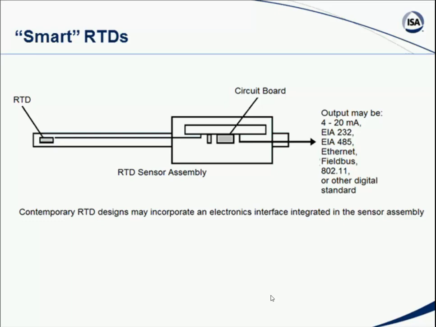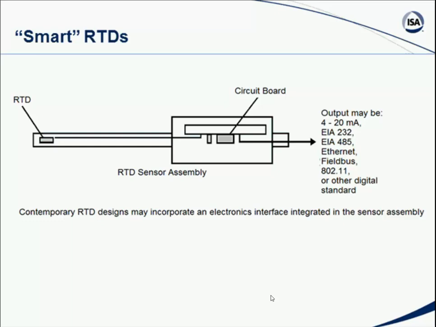A very common thing would be to have a transmitter element right there in the head of this assembly that would turn the RTD's resistive measurement into a 4 to 20 milliamp signal. And because you're talking about an RTD whose lead length now is maybe somewhere between 6 and 12 inches, there's very little correction necessary. But the circuit card will make those corrections.